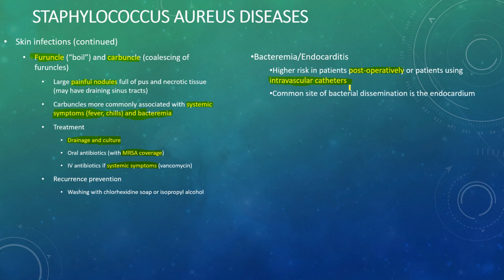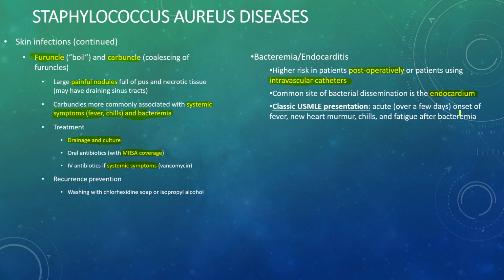A common site of bacterial dissemination is the endocardium of the heart. So Staph aureus can reach the endocardium, and this is what can cause major problems. And the bacteremia can also be from other Staph aureus related infections as well. So if you get a bacteremia from the infections we've just talked about, you could eventually get an endocarditis.